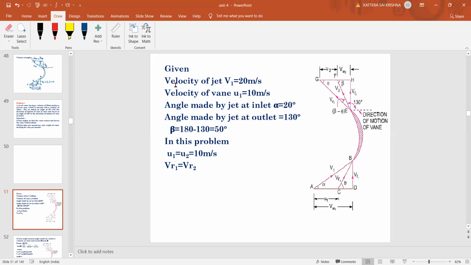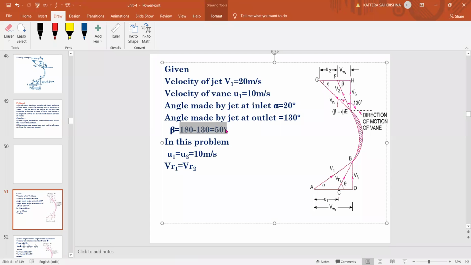Right. Given data: first he has given the velocity of the jet, so V1 is 20 meters per second. Next, he has given the velocity of the vane, that is U1 equal to 10 meters per second. Next, the angle made by the jet at inlet, alpha. The angle made by the jet at the outlet in the direction of motion is 130 degrees. So for calculating beta, we get 180 minus 130, so it is equal to 50, which is less than 90 degrees.